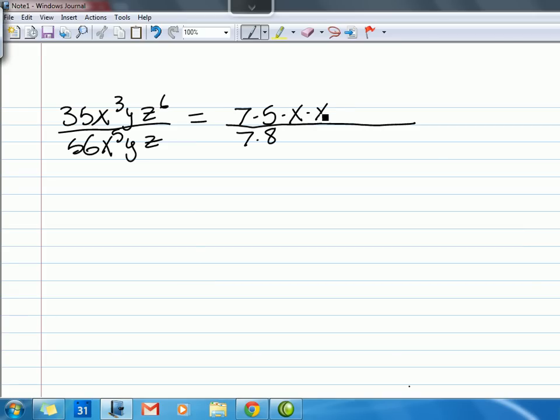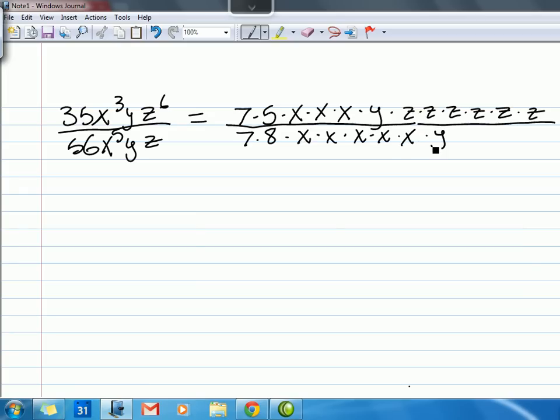I have an x here. I have, well, 3 x's in the top, 1 y, and a whole bunch of z's. And in the bottom, I have 5 of these x's. I have 1 of those y's and a z. Now, it comes down to what cancels out now, right?